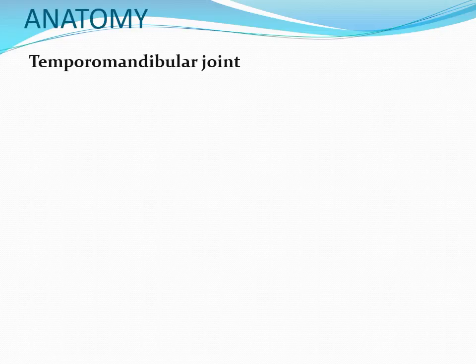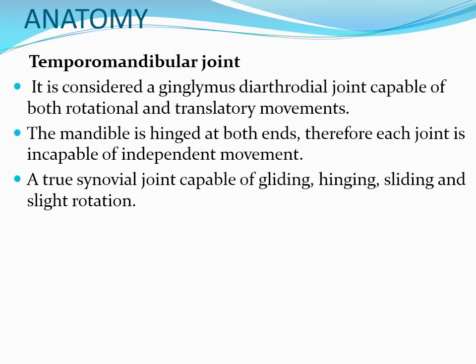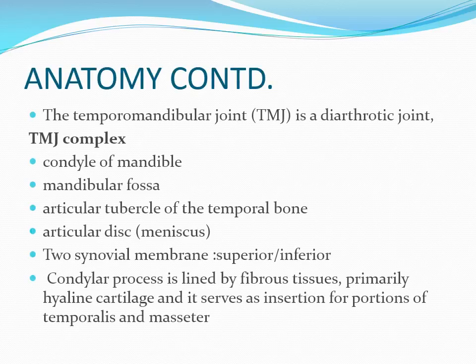The anatomy of the temporomandibular joint. It is a diarthrodial joint lined by fibrocartilage. The temporomandibular joint comprises the condyle of the mandible, the mandibular fossa, the articular disc, and the articular eminence or the tubercle, and it has a superior compartment and an inferior compartment that are separated by the articular disc.